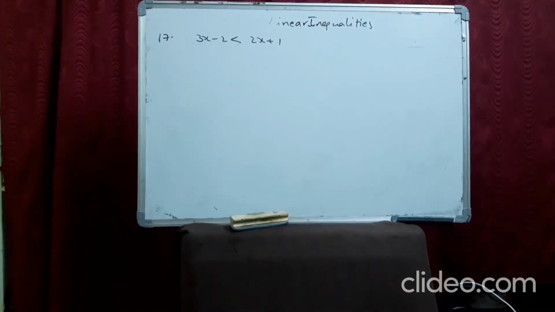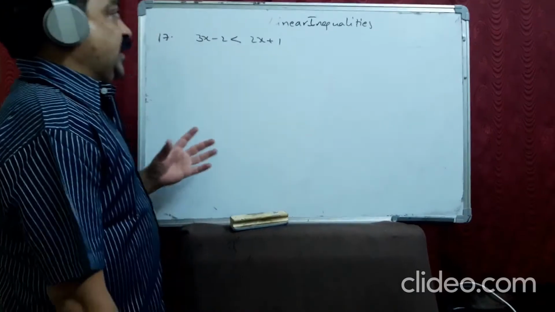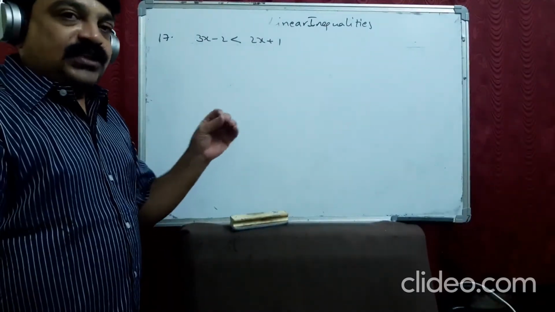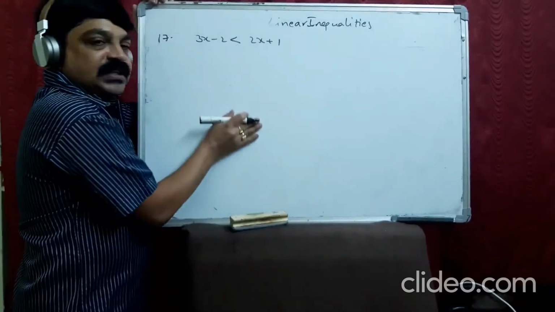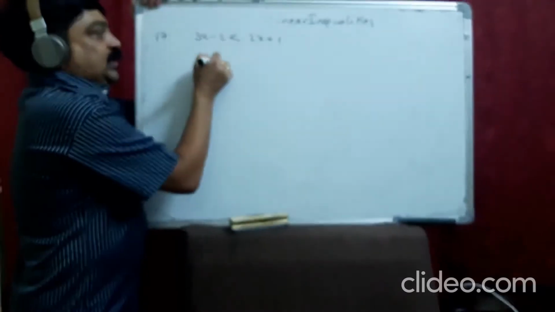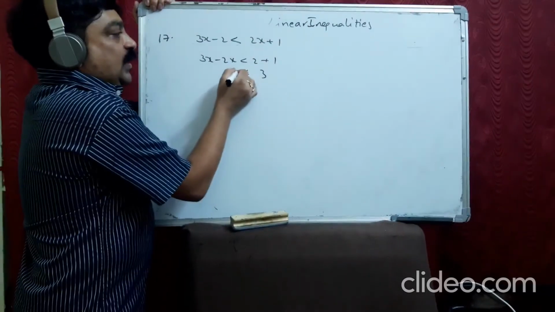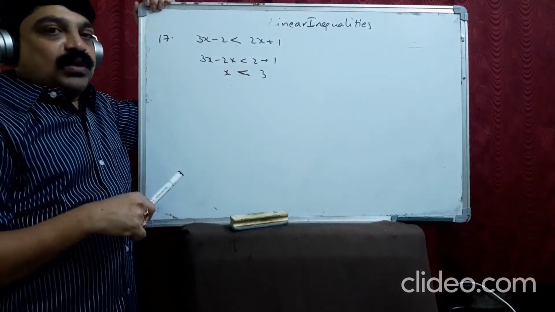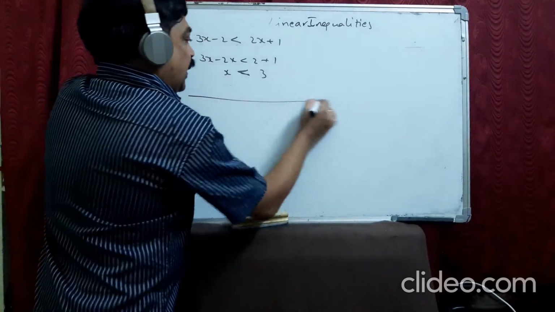Okay. See, for 17, 18, 19, 20 we are asked to shade or sketch the solution on a number line. How? I'll tell you. Bring all in the same process, but we just extend by drawing a number line. That's it. 3x minus 2x less than 2 plus 1. So x is less than 3. There is a small change when there is an is-equal-to symbol and when there is no is-equal-to symbol. I tell you. Number line, it is less than 3.